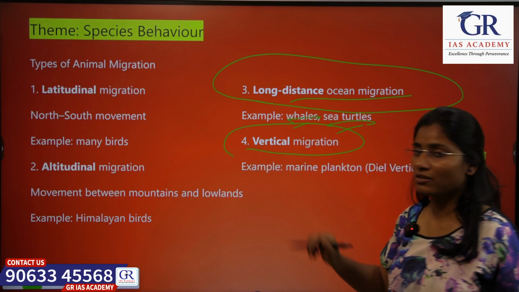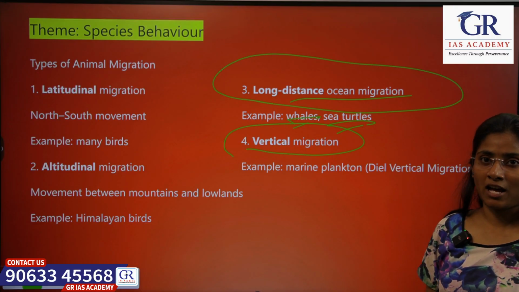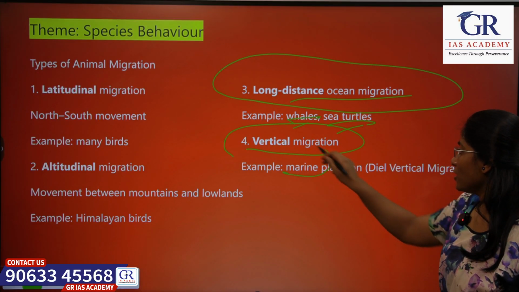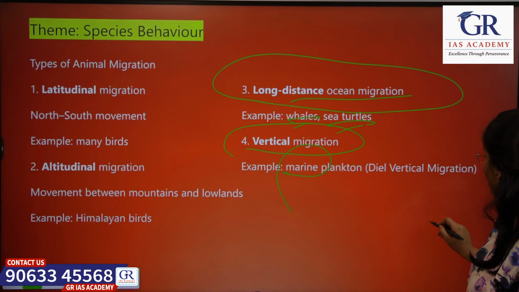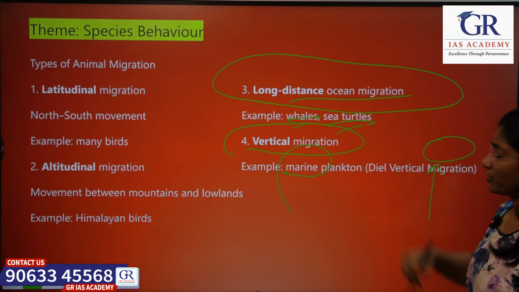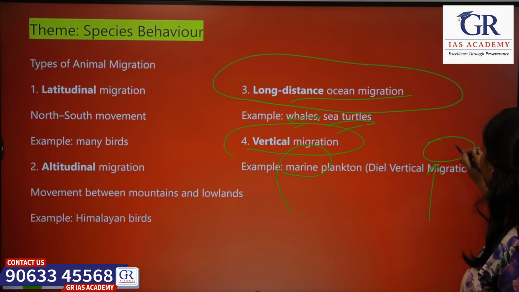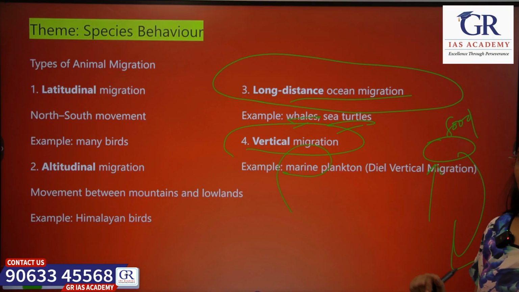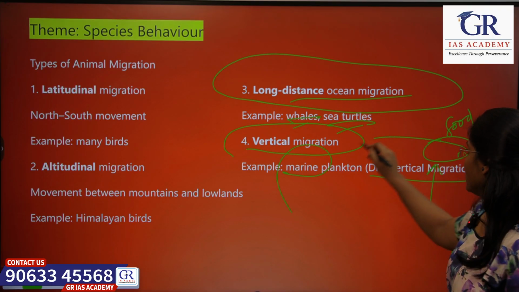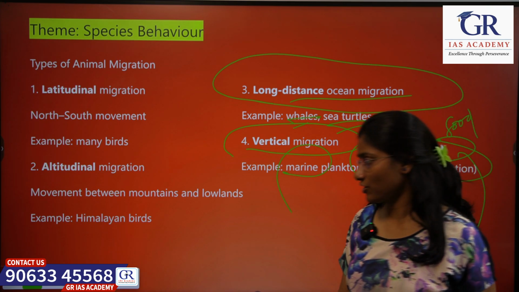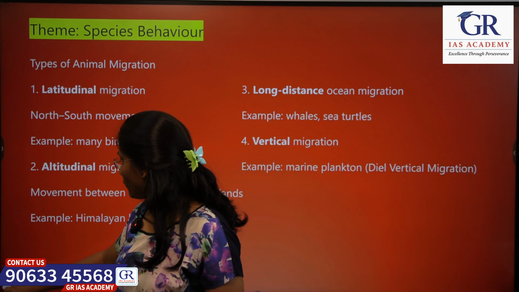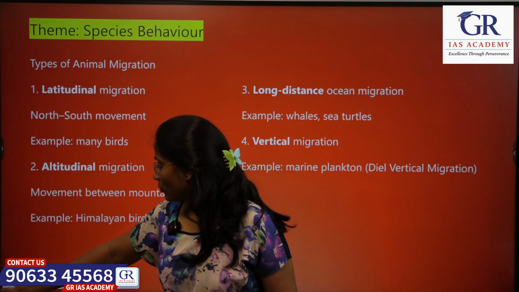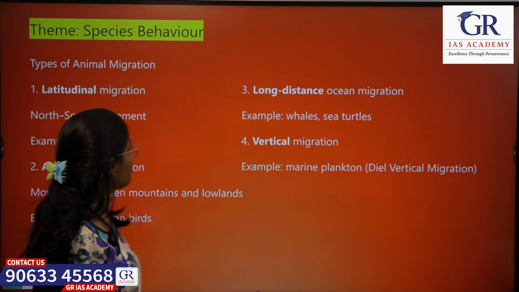Vertical migration. Some marine animals reach the top of the ocean surface for food purposes and then go back when it's done. This is called diel vertical migration. We will be discussing this in a few moments.